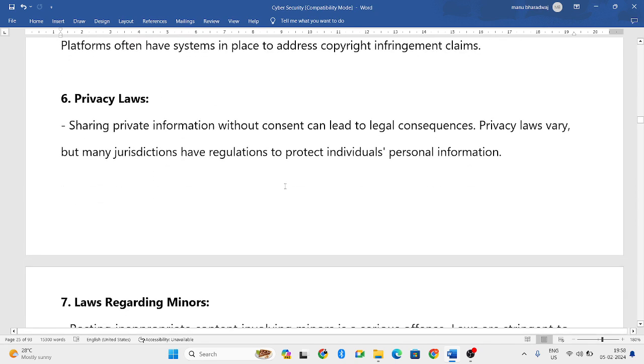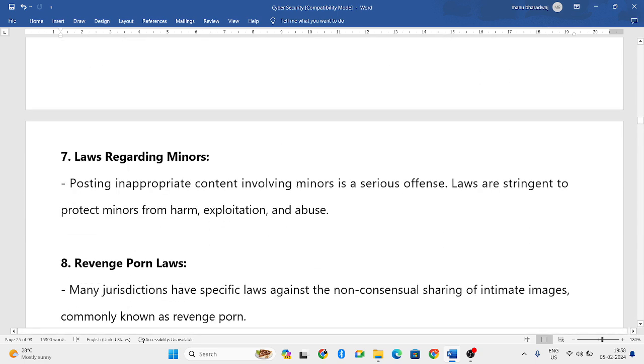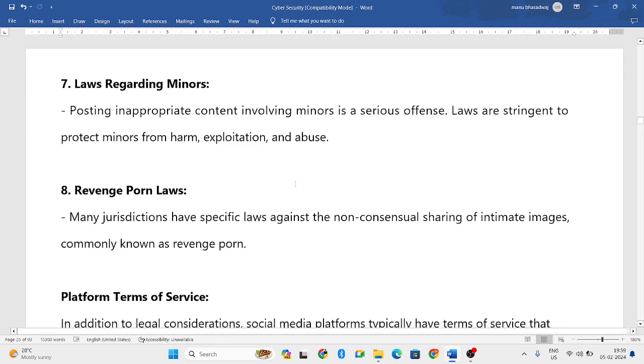Next is privacy laws. You should protect the personal information of users on social media networks. You should respect the personal information and not misuse the sensitive information of the users of your platform. That is also one of the very important aspects to keep in mind. Next, laws regarding minors. Suppose you involve minors, less than 18 years, in any harmful or inappropriate acts, that is again highly illegal. You should not exploit minors, or even create any harm for minors. You should focus on that very much.